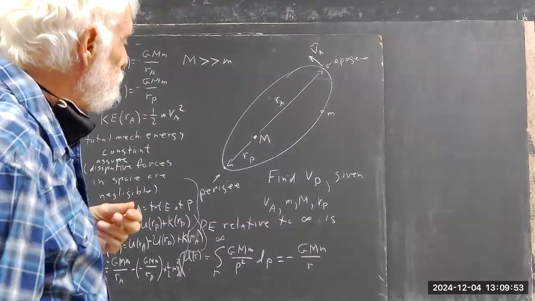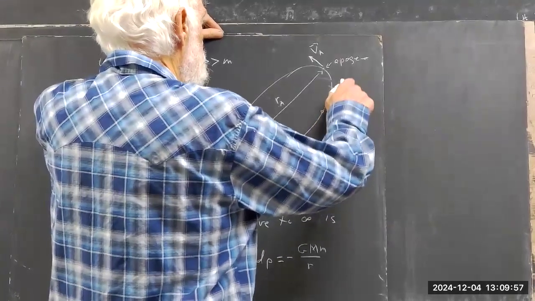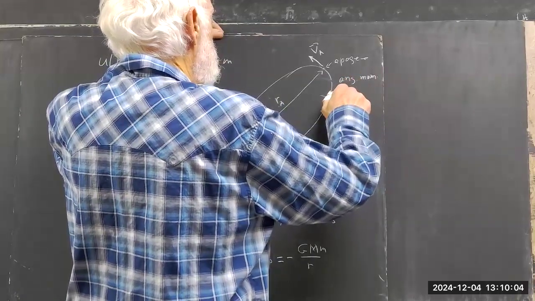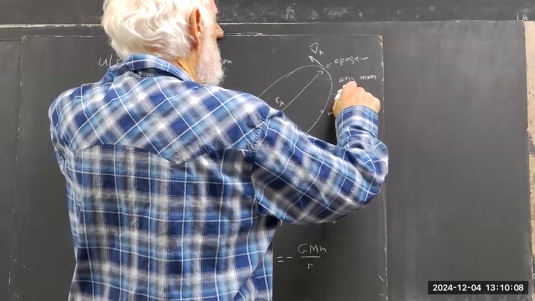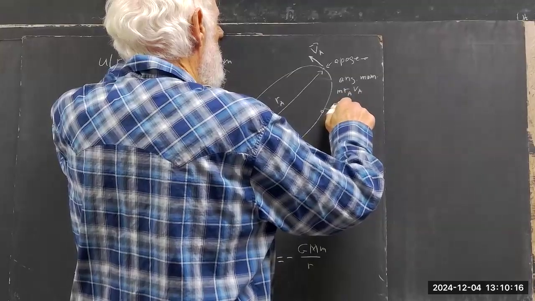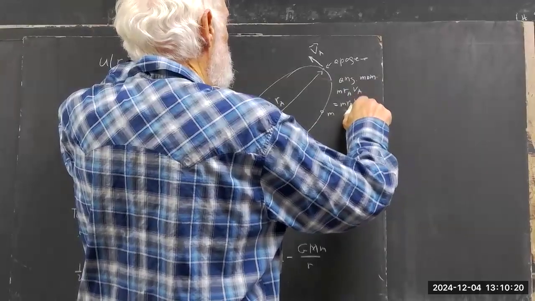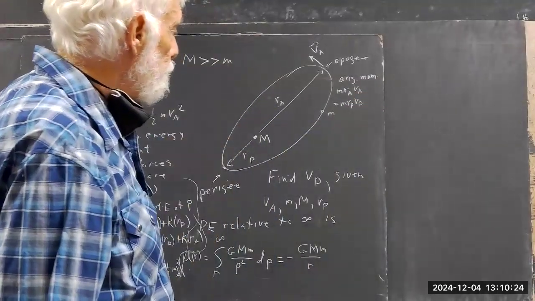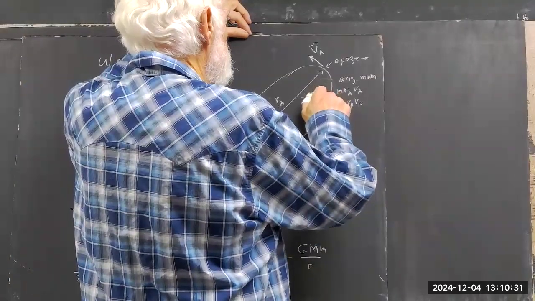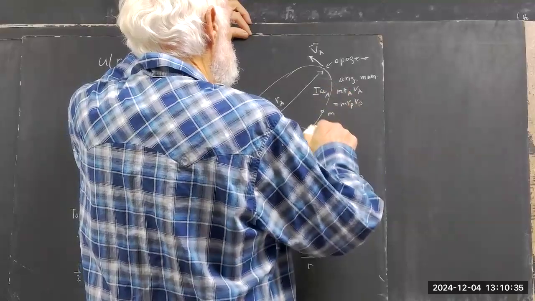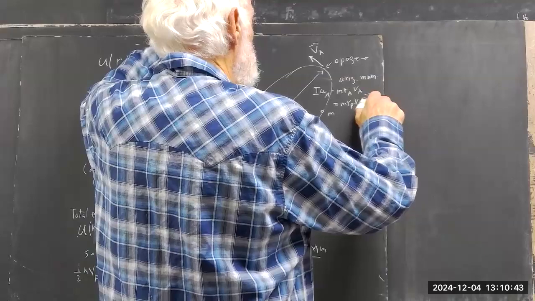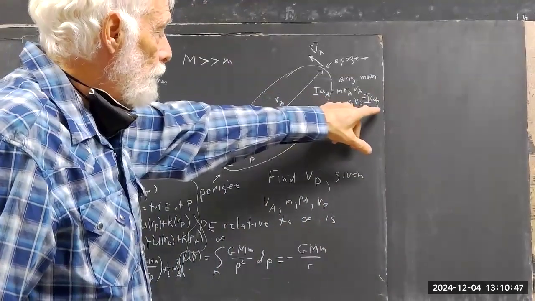So angular momentum: M R_A V_A equals M R_P V_P. That's I omega_A, I omega_P.